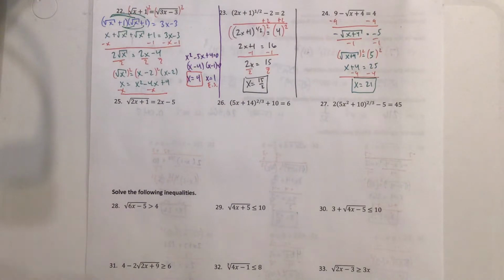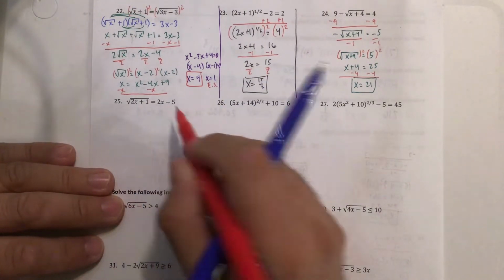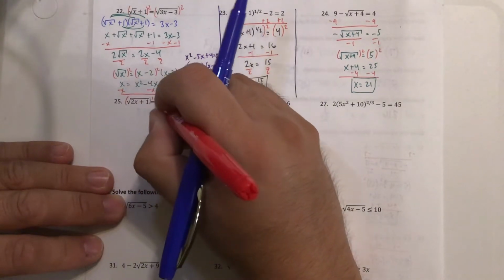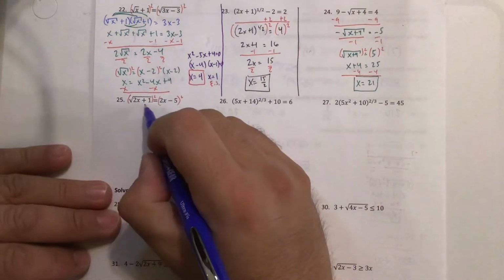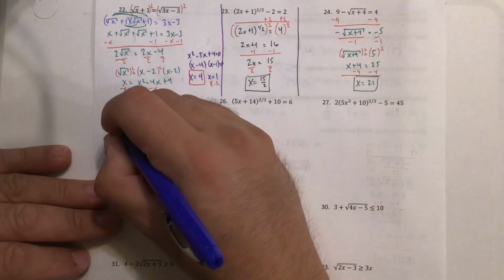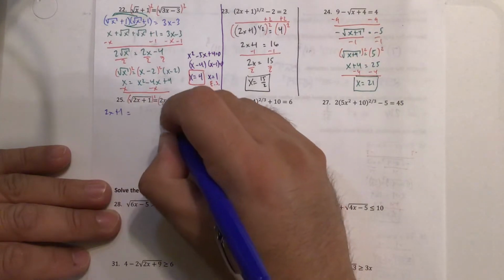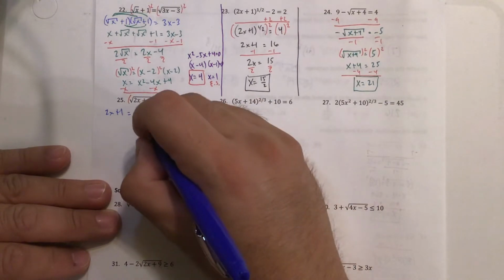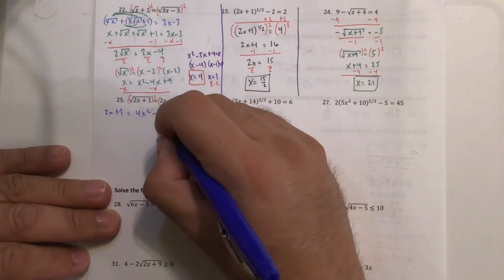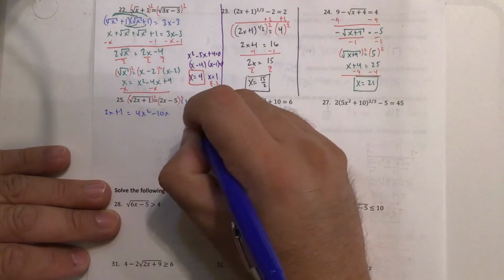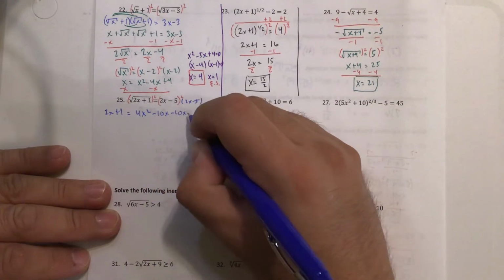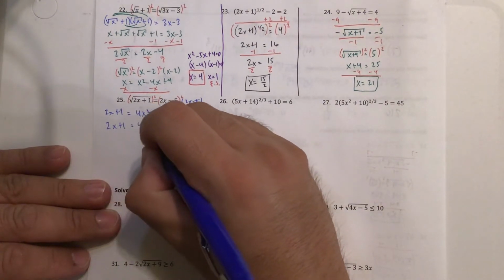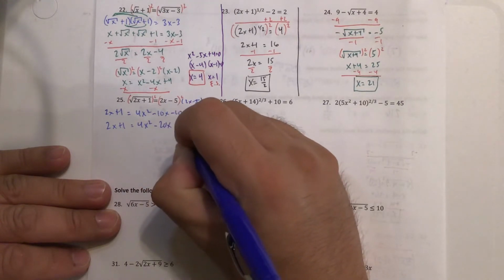All right, so for this one here, I have a radical equals linear expression, so there's no way to get rid of the radical without squaring both sides. So the square root and square cancel out, leaving me with 2x plus 1. And this will be 2x minus 5 times 2x minus 5. So FOIL it out: 4x squared minus 10x. Distribute negative 5. Negative 5 times 2x is negative 10x, and negative 5 times negative 5 is positive 25. So 2x plus 1 equals 4x squared minus 20x plus 25.